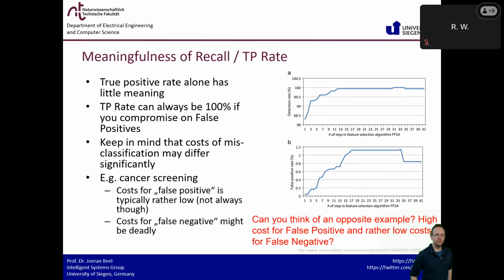Can you think of an opposite example? So high costs for false positives and rather low costs for false negatives. There are many examples. You can think about it as homework. I give you one example: spam detection. If an email is incorrectly classified as spam, that could be quite annoying if you don't see it. If you don't see an important email because it's in a spam folder, costs could be high. If an actual spam email is classified as not spam, so it's in your inbox, the costs are marginal. You just delete the email. It takes you 2 seconds or even 1 second.